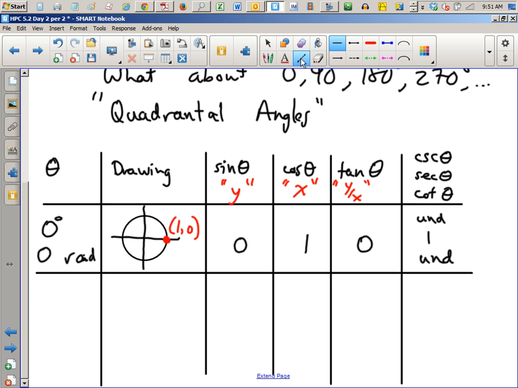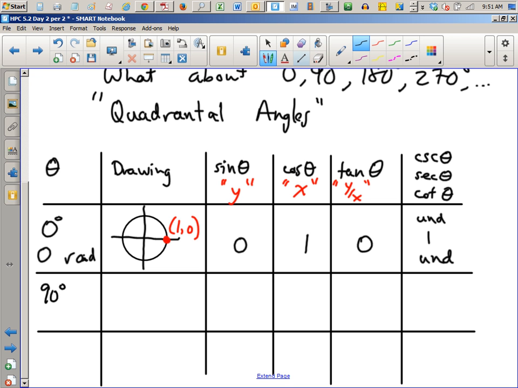Okay, so let's go on. Let's look at our next quadrantal angle. That would be 90 degrees, the top of the circle. If you multiply that by pi over 180, you find that it's pi over 2 radians. So we're at the top of the circle, and the top of the circle has coordinates 0, 1 this time. Right? For your x, you have 0, and for your y, you have 1. So sine is 1, and cosine is 0 this time. Tangent is actually undefined, because we can't do 1 over 0.